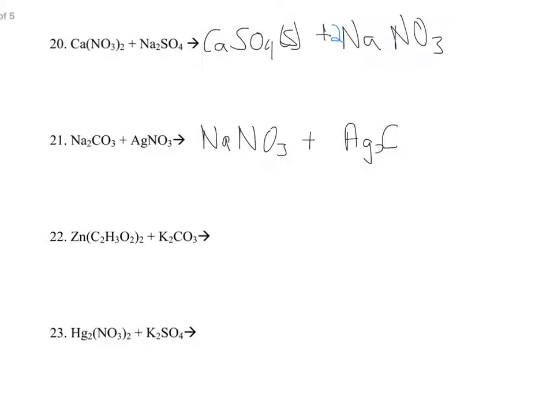carbonate. And I put the 2 on the silver because I have the charges of carbonate to worry about. Now I need to worry about balancing it by putting a 2 in front of my sodium nitrate and a 2 in front of my silver nitrate. And she should be balanced.